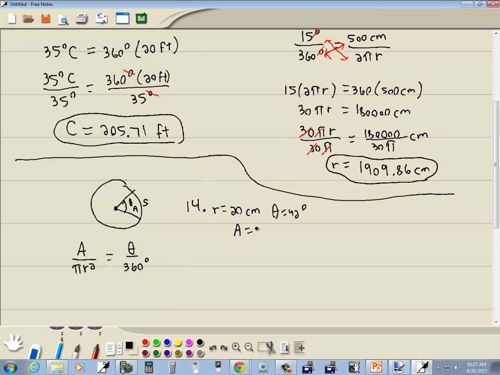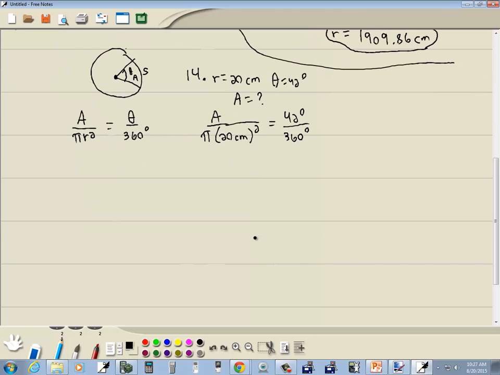And they're wanting to know what A is equal to. Well, not exciting. We're just plugging them into this formula. So we've got A over pi r squared, so I'll put 20 centimeters in here, squared, equals theta, which is 42 degrees, divided by 360 degrees. Now we want to solve for A.